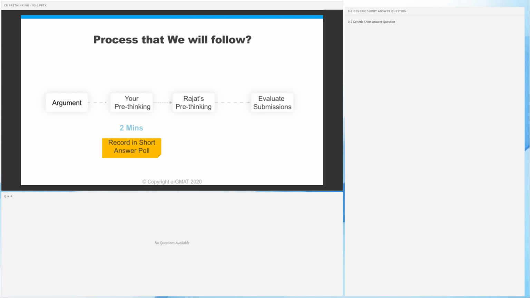I want you to go slow. The key to success on the GMAT is going slow. Okay, going slow and comprehending and visualizing. As long as you do these 3 things, you're going to get most of the answers correct. You're not going to fall short on time. Okay. So this is the process that we're going to follow.